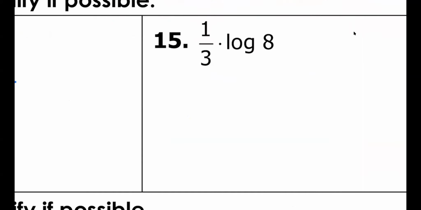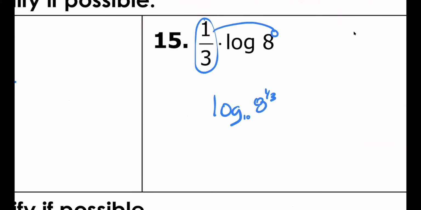Now you have log. We got this 1/3 times log 8. I'm going to move this 1/3 to here. So we have log base 10, right? You don't see it, but there's a base 10 of 8 to the 1/3. Now, do you remember, it has been a few months, what a fractional exponent does?